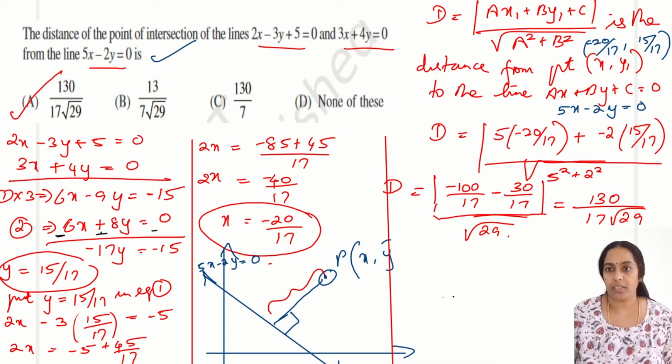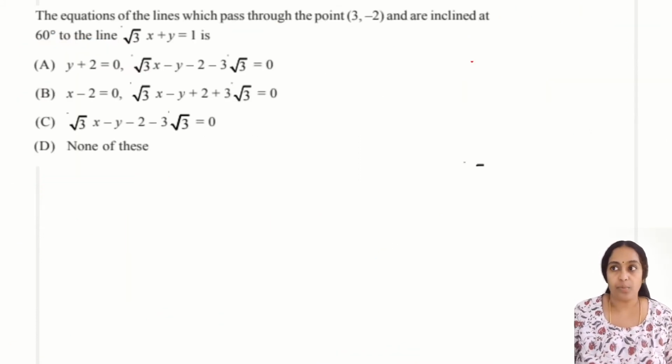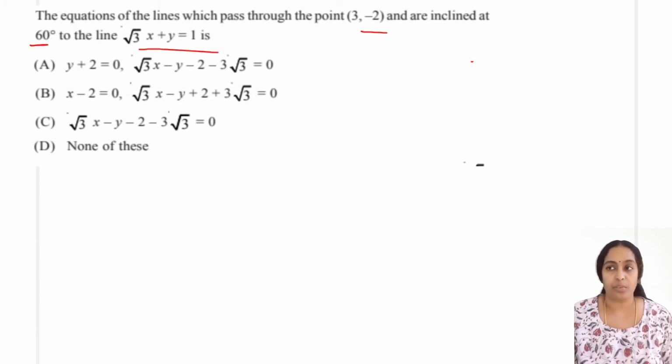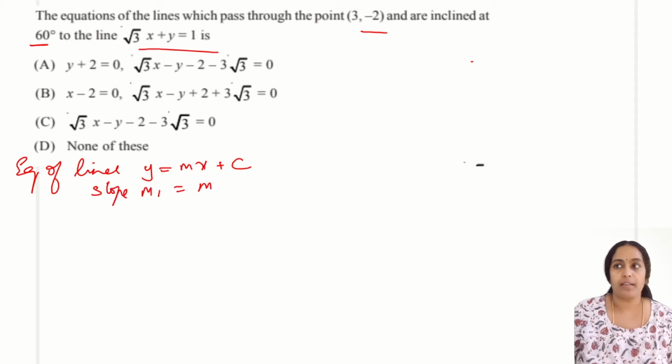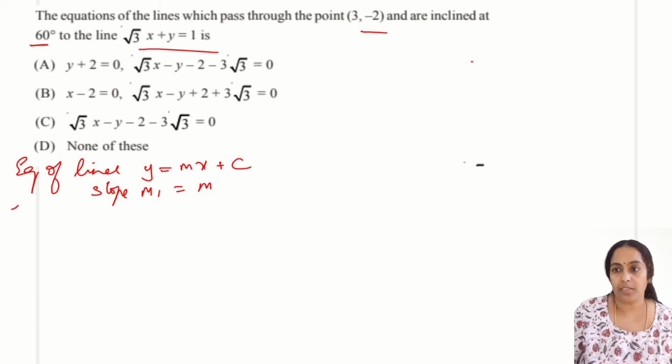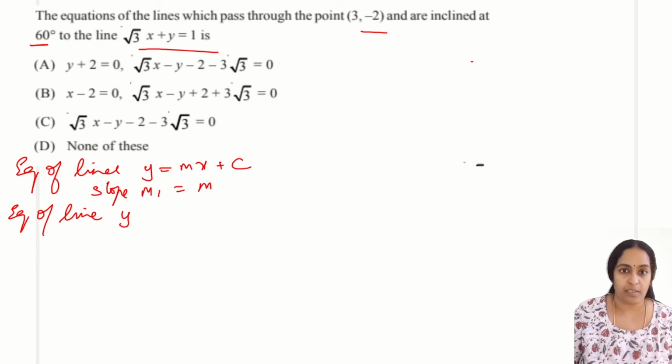Now the next question. The question asks for the equations of the lines which pass through the point 3, minus 2 and are inclined at 60 degrees to the line root 3x plus y equals 1. The general equation of a line is y equals mx plus c. The slope is m1 here, which is m. It is inclined to the second line given in the question, root 3x plus y equals 1. I can write it as y equals minus root 3x plus 1.